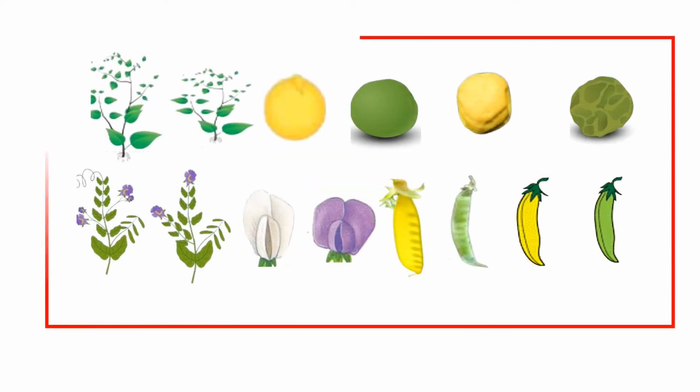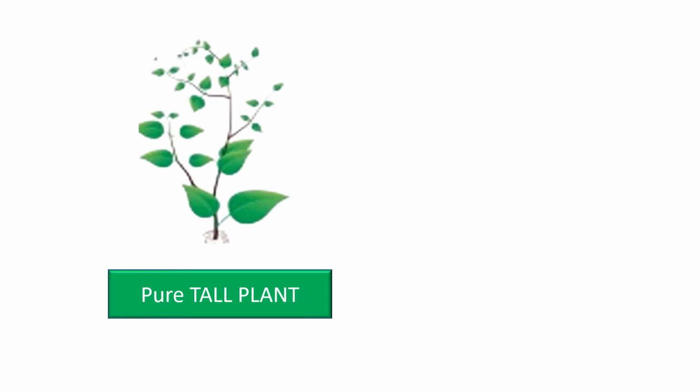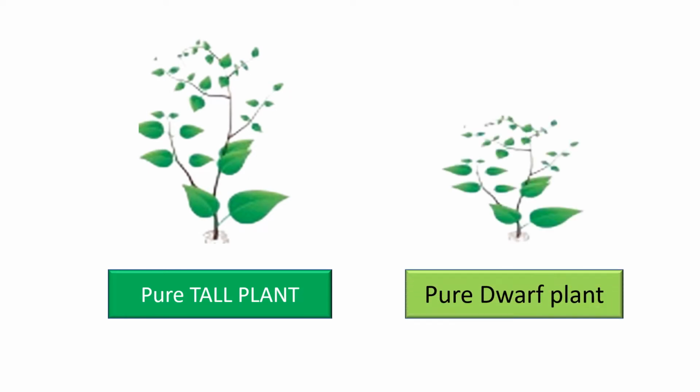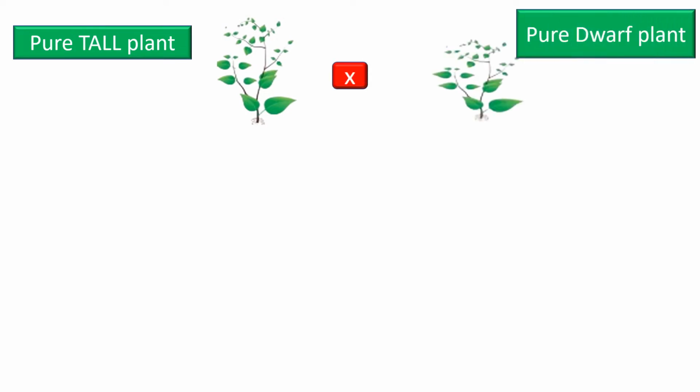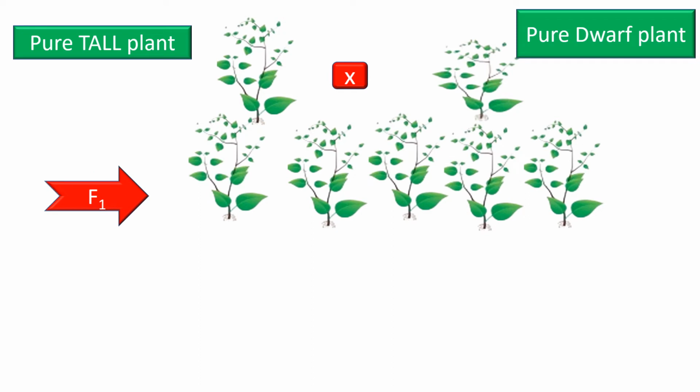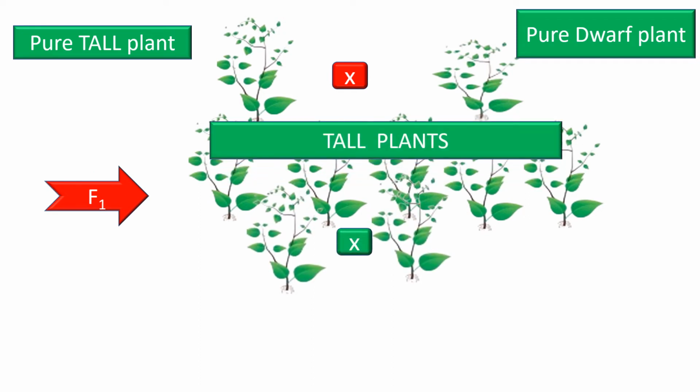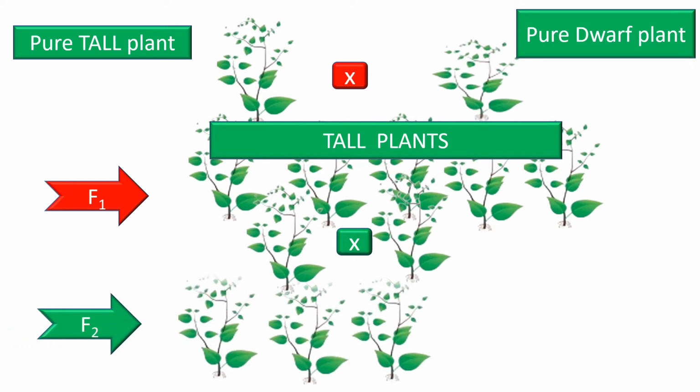Likewise, he carried on the same procedure for all the 7 characteristics he used in his breeding experiments to get pure plants. Mendel then crossed a pure tall plant and a pure dwarf plant. All F1 plants of this cross were tall. He self-pollinated F1 members and he got 2 phenotypes in the F2 generation with a 3:1 ratio.